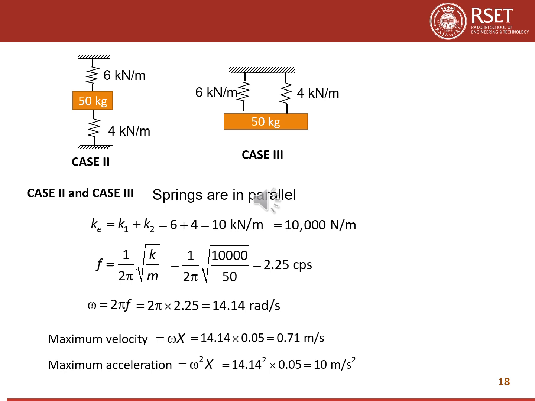Again, substituting in the equation for frequency, f is equal to 1 by 2 pi square root of K by M, we get frequency as 2.25 cycles per second. Angular velocity is 14.14 radians per second, and maximum velocity is omega x, that is 0.71 meter per second, and maximum acceleration is omega square x, that is 10 meter per second square.